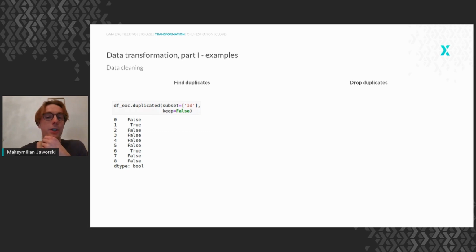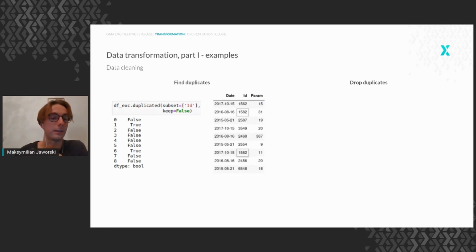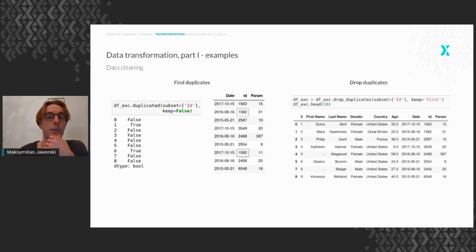On the left, I'm just checking for duplicates. And in this example, I'm not looking at entire row as a duplicate, but I'm deciding that the row is duplicated if column ID was duplicated, as you can see. And on the right, you can see how to drop duplicated rows, keeping the first one untouched, right? So we can see that row with value 11 in column param was dropped here.